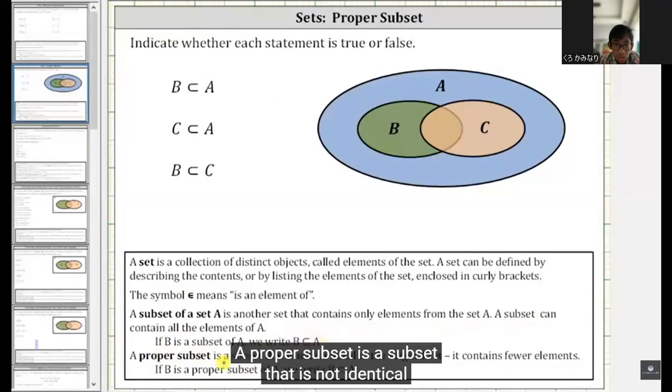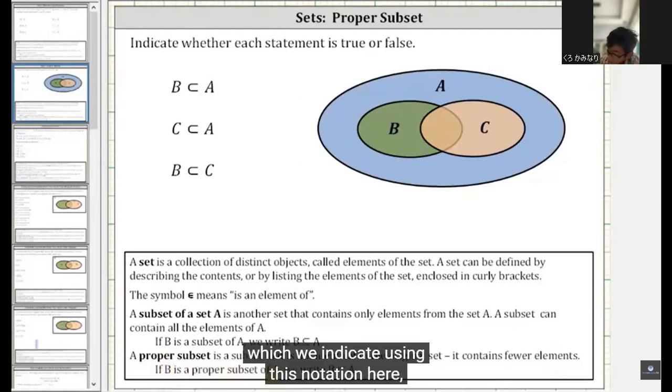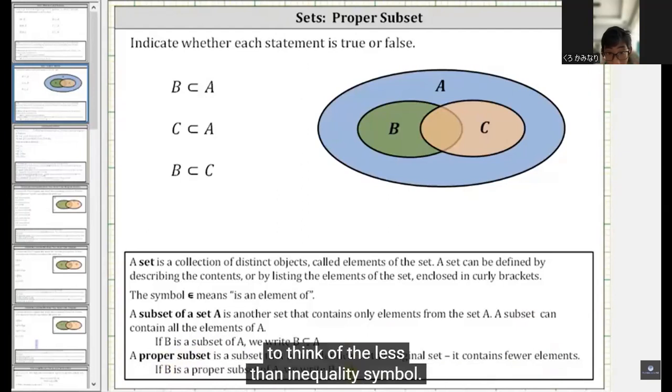A proper subset is a subset that is not identical to the original set and contains fewer elements. So if B is a proper subset of A, all the elements of B are in set A, but the two sets cannot be identical, or we can say B has fewer elements than A, which we indicate using this notation here, and we state B is a proper subset of A. And again, it might be helpful to think of the less than inequality symbol.